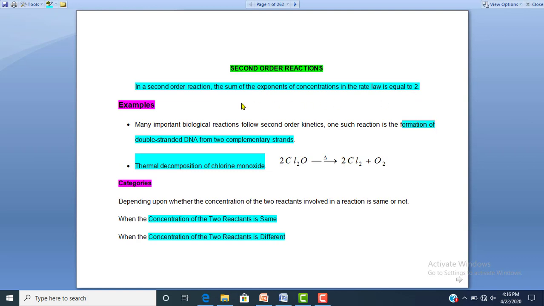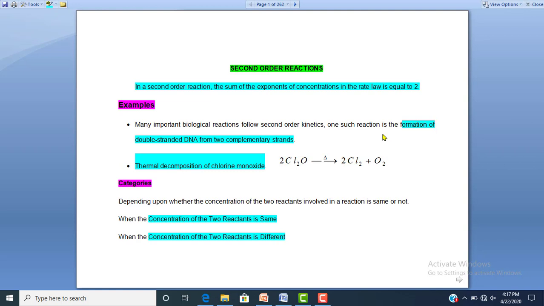Following are the examples of second order reaction. Many important biological reactions follow second order kinetics. One of the important examples is the formation of double-stranded DNA molecule from two complementary strands. You know, Watson and Crick proposed the DNA model in which the DNA molecule is double-stranded.